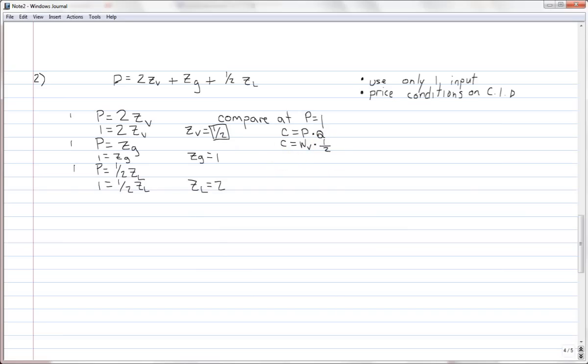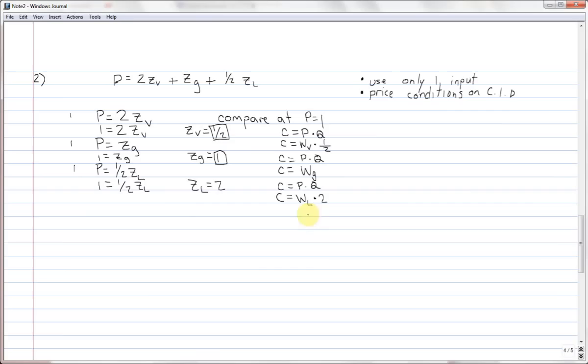Similarly, my cost here is going to be P times Q. Q is now 1. So my cost here is going to be WG. Again here, ZL equals 2. So cost equals price times quantity equals W lobster times 2.